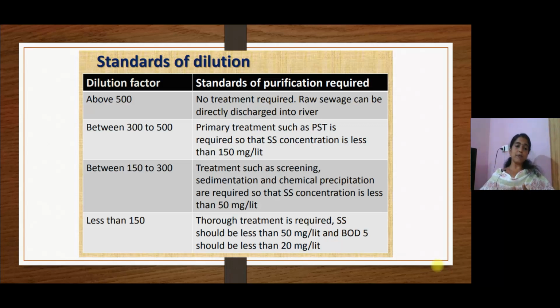When the dilution factor is less than 150, then thorough treatment, that is primary, secondary and tertiary treatment, is to be given to the wastewater, and the suspended solids should be less than 50 milligram per liter, and the BOD of 5 days should be less than 20 milligram per liter. This is the relation between the dilution factor and the degree of treatment to be given to the wastewater.